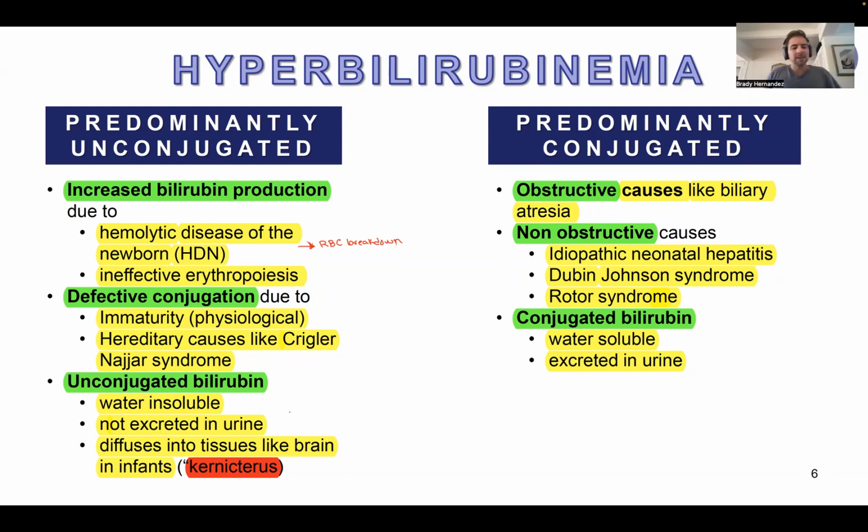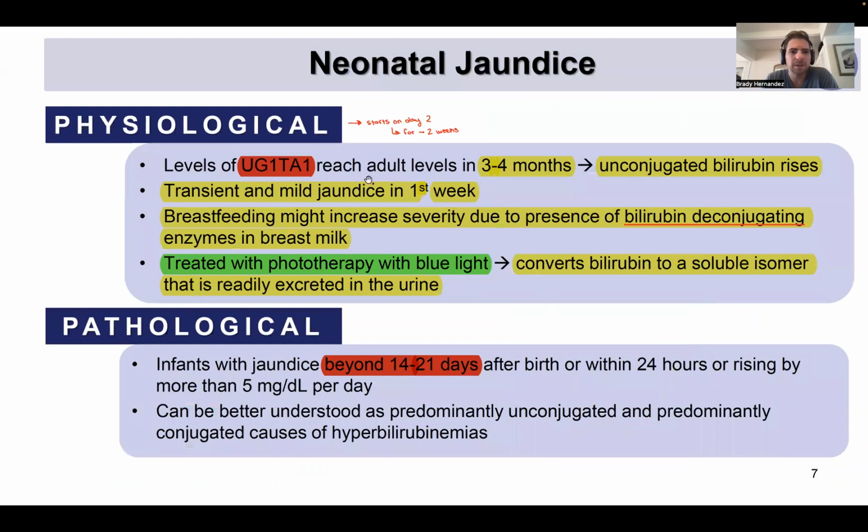Those deposits in the brain, in the basal ganglia, can lead to different sorts of neurologic problems like movement problems in the basal ganglia, and even psychological problems as well. All right, so let's just go through these quickly.